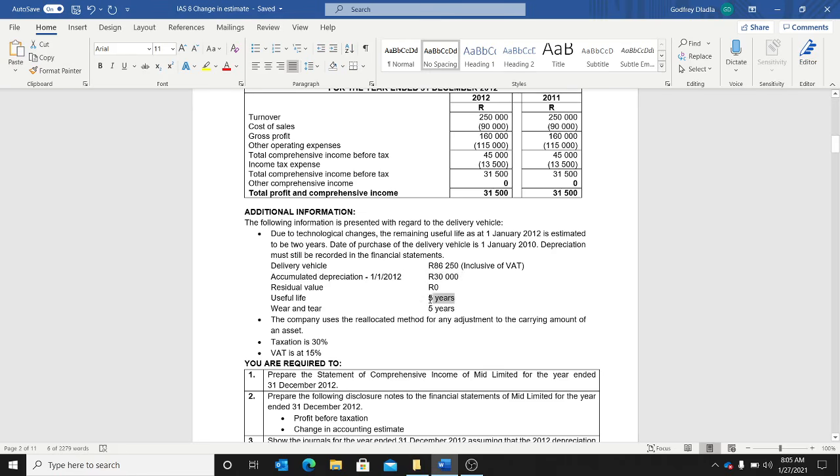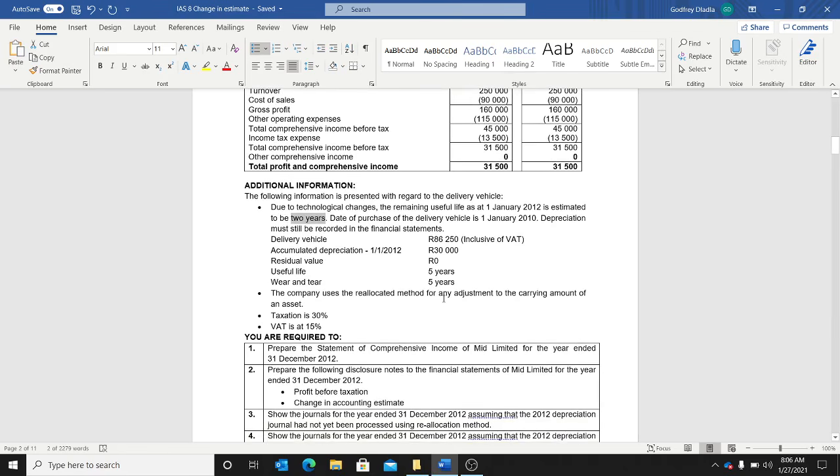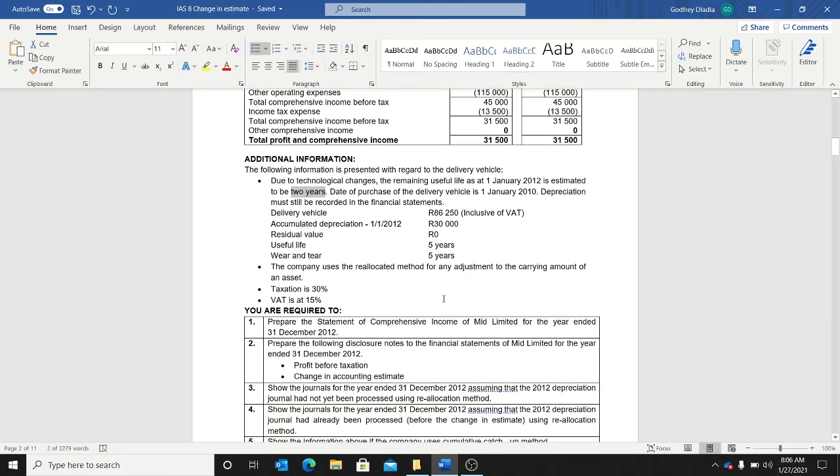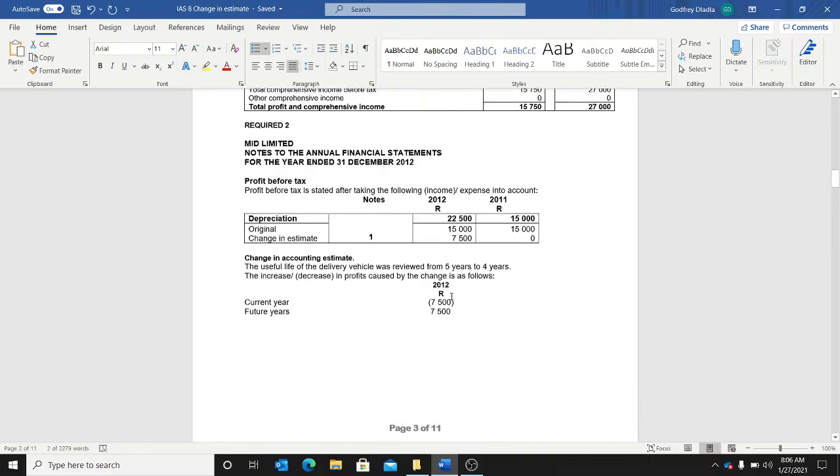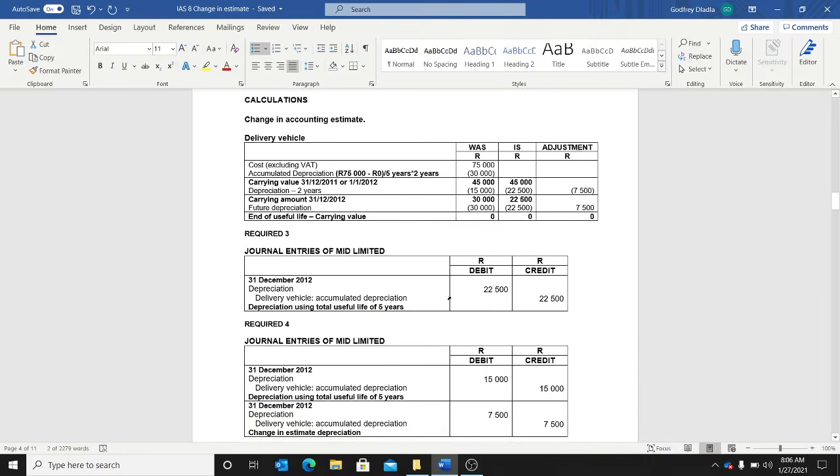So now, if I've got 5 minus 2 years that has already been depreciated, at this date here, I should be remaining with 3 years. But now, according to the information that is given in the question, that 3 years remaining has changed to become 2 years. So meaning there is a reduction in the remaining useful life years. Okay. All right. Let's then look at the calculation that relates to this asset.